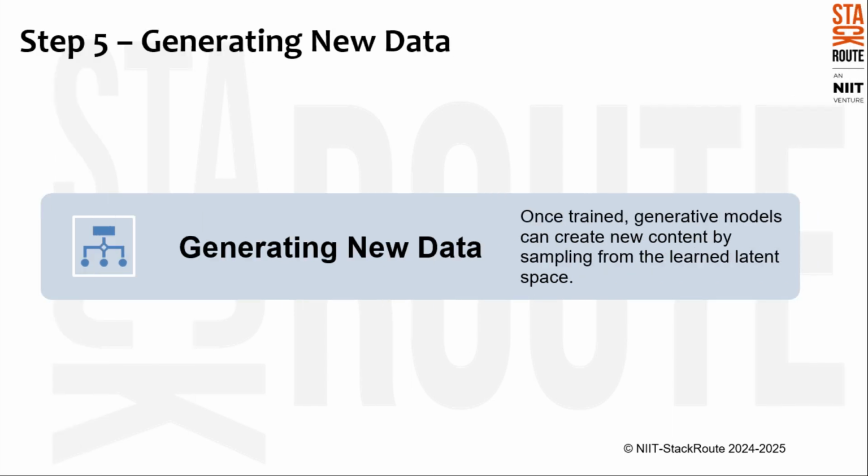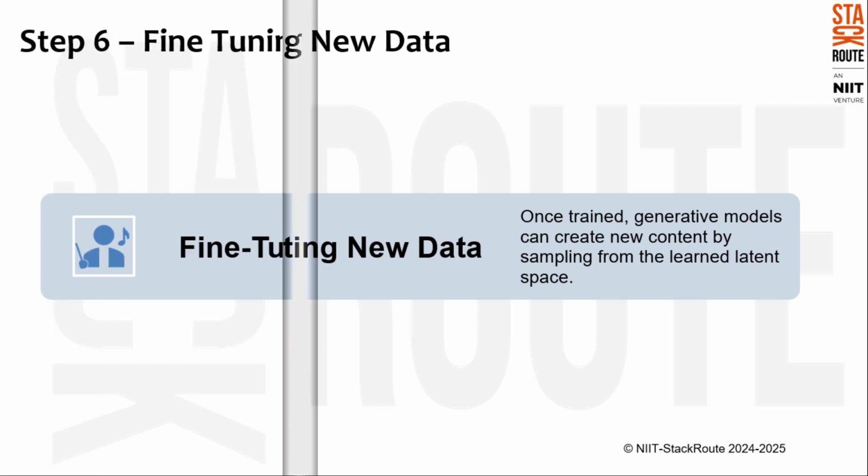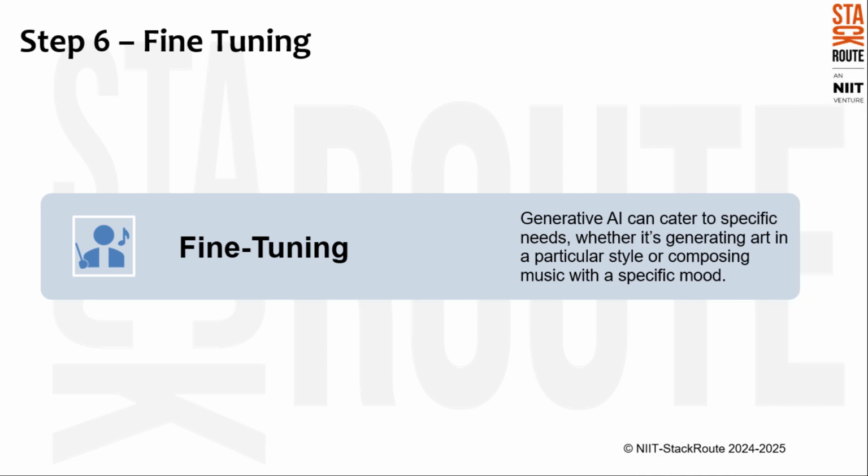Now, generating new data. Once trained, generative models can create new content by sampling from the learned latent space. Imagine randomly exploring this space and translating those points back into meaningful data, like images, music, or text. For more specific outputs, models can be fine-tuned.